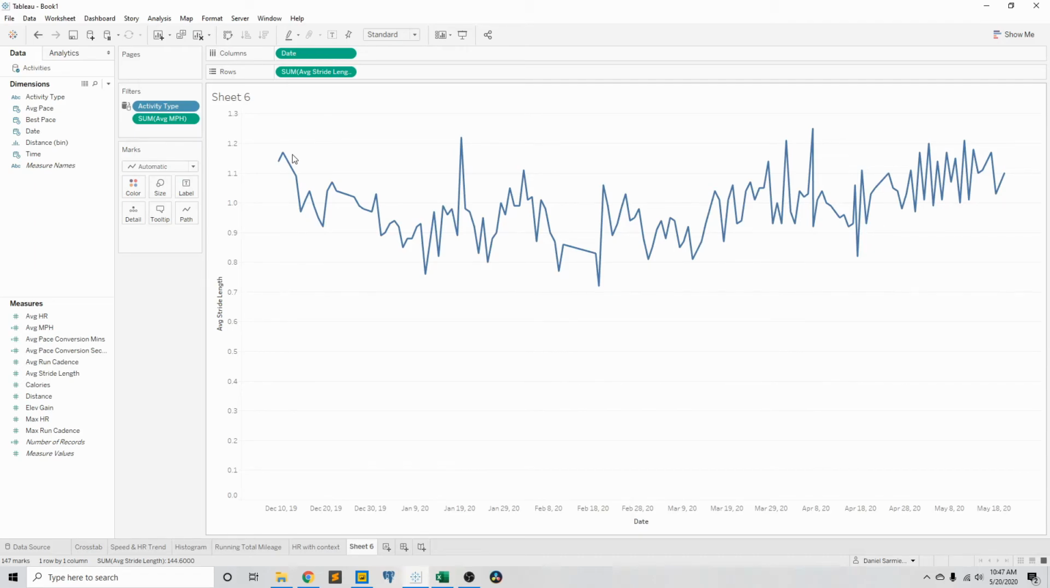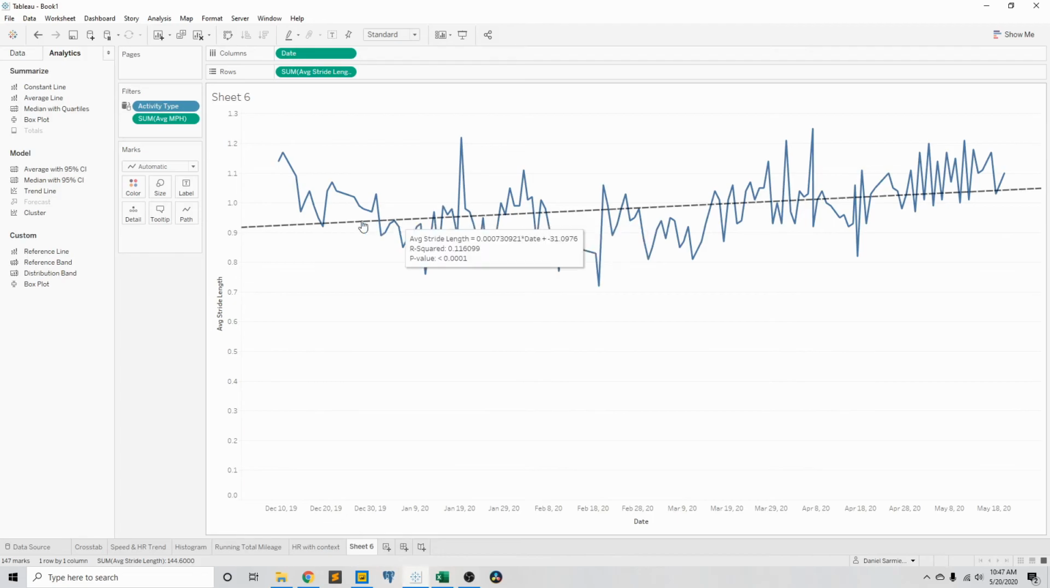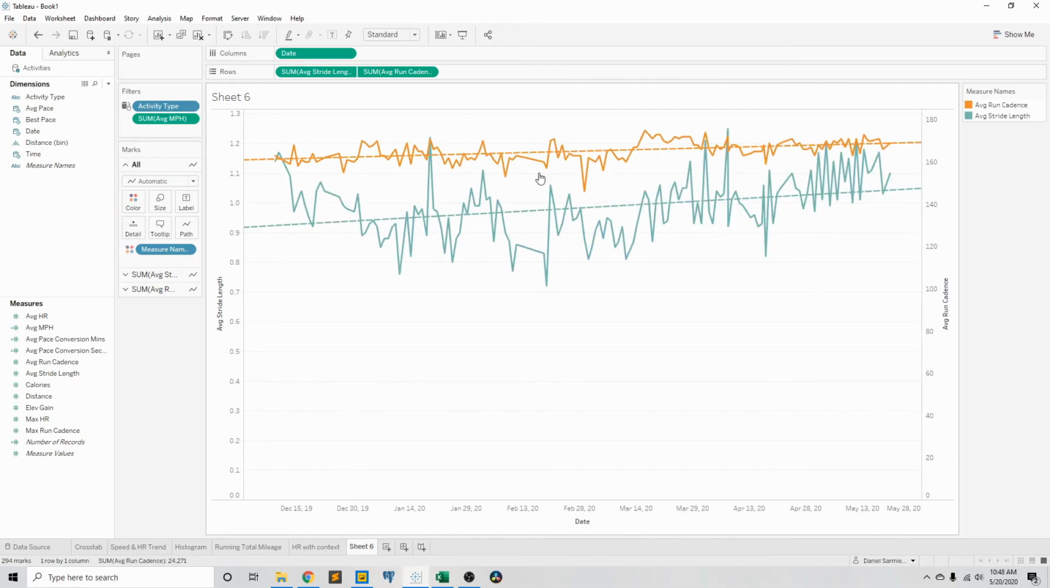So here's the stride length. As I start out, pretty long strides, but I start running with shorter strides as I'm trying to control my heart rate, and it eventually comes back up. Does this have a trend? Yeah, it looks like the trend is moving upwards. Along with, let's look at this versus my running cadence.